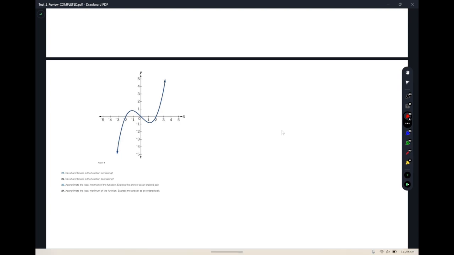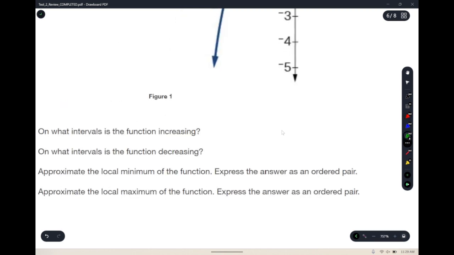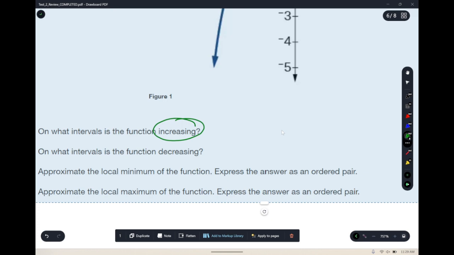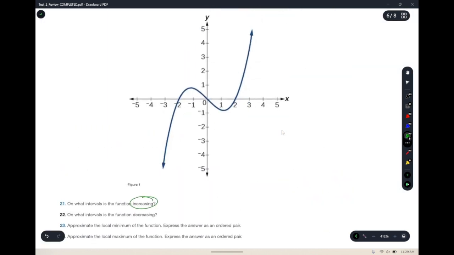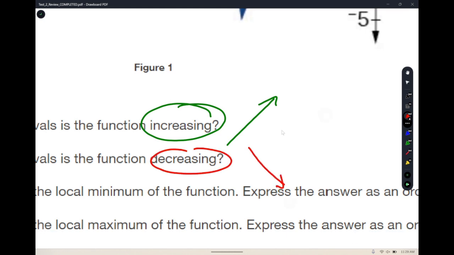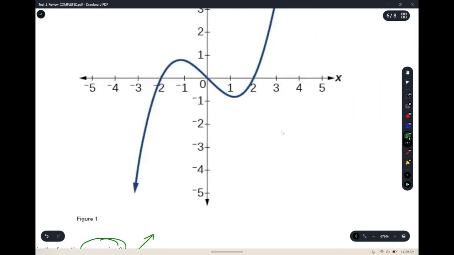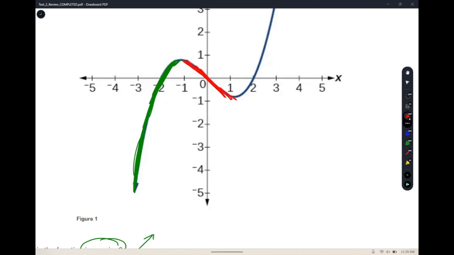So that idea of where is it increasing, where is it decreasing? Increasing, I usually do in green. Where is this function increasing? What does increasing look like? Going up. And what does decreasing look like? Going down. So now our job is just to go find those spots. So where does it look like it's going up? Right here. Tell me when it stops going up. Stop. And now switch to red. Tell me when to stop. Stop. Yep, you got it.